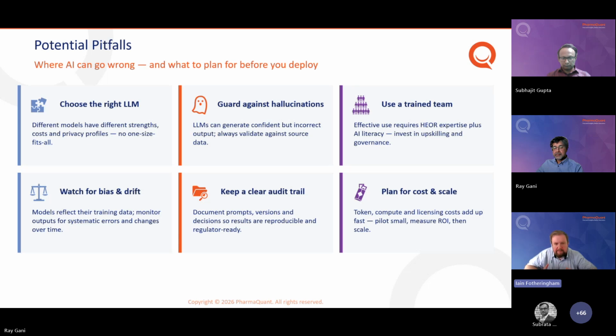And that leads to the point again of making this very clear audit trail, keeping the human involved at all points. And I think that leads to the final box I wanted to cover, which is the top right, which is the criticality of using a trained team. You have to have this Venn diagram of both health economics and outcomes research experience and AI expertise. They have to go hand in hand.